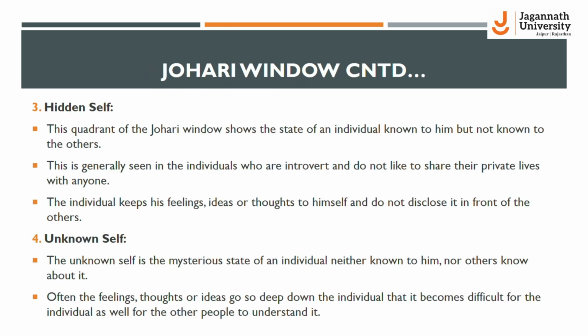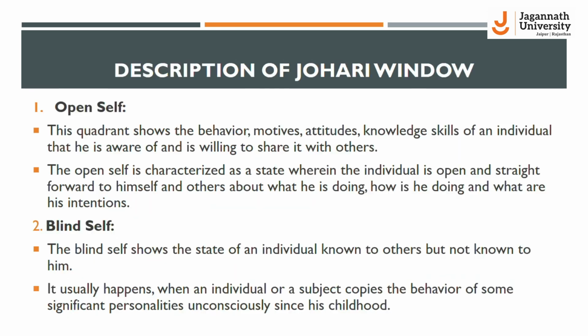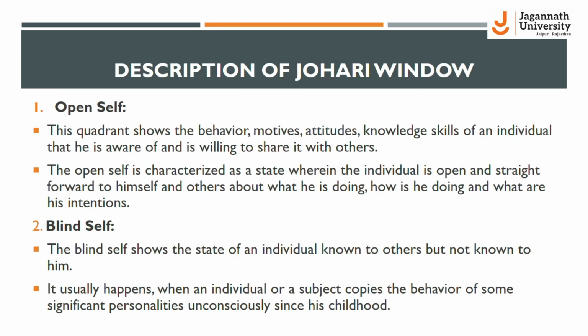Then the third one is hidden self. So hidden self says which is not known to others but known to oneself. This quadrant of the Johari window shows the state of an individual known to him but not known to others. This is generally seen in individuals who are introvert and do not like to share their private lives with anyone. The individual keeps his feelings, ideas or thoughts to himself and does not disclose them in front of others. And the fourth quadrant is the unknown self.